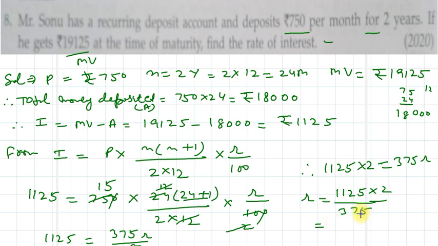So 375 5s are, or 3s are, 375 3s are 35, 15, 7 3s are 21, and this would go. So therefore r would become 6% per annum, right students? So this was our question number 8. Let us move on to question number 9.